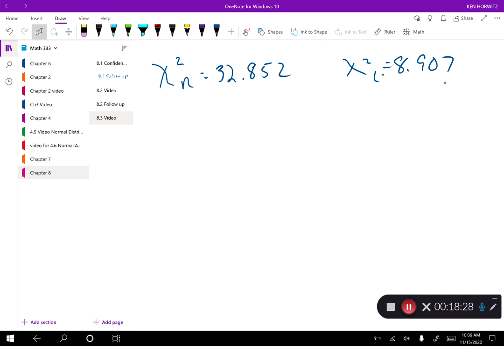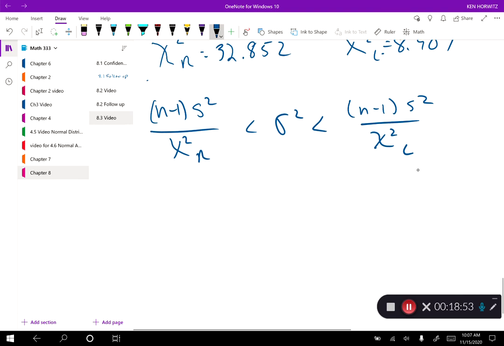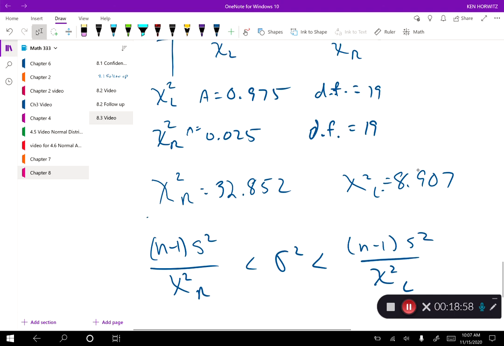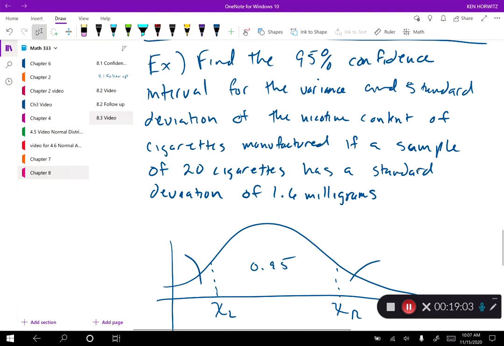So my confidence interval, again, let's do the formula. It's n minus 1 times our s squared over our chi-square right value, less than sigma squared, less than n minus 1 times s squared over our chi-square left value. Now, why don't you pause the video? Here, I'll scroll up a little bit, and let's fill in some of those numbers, and we'll talk more on the back end.